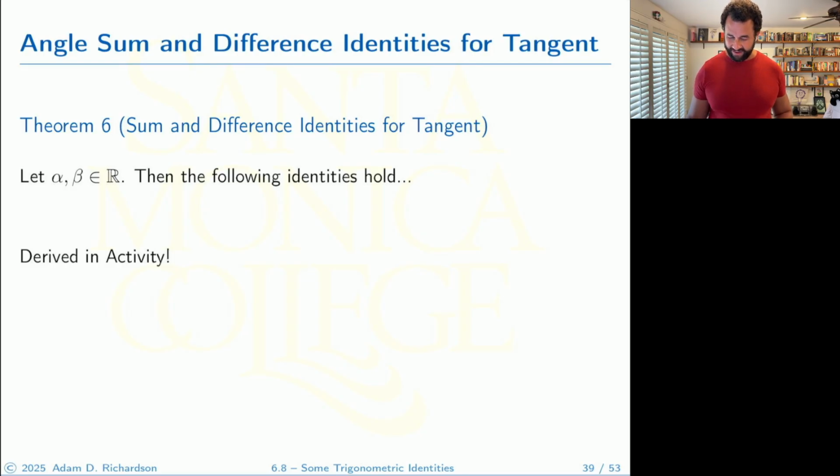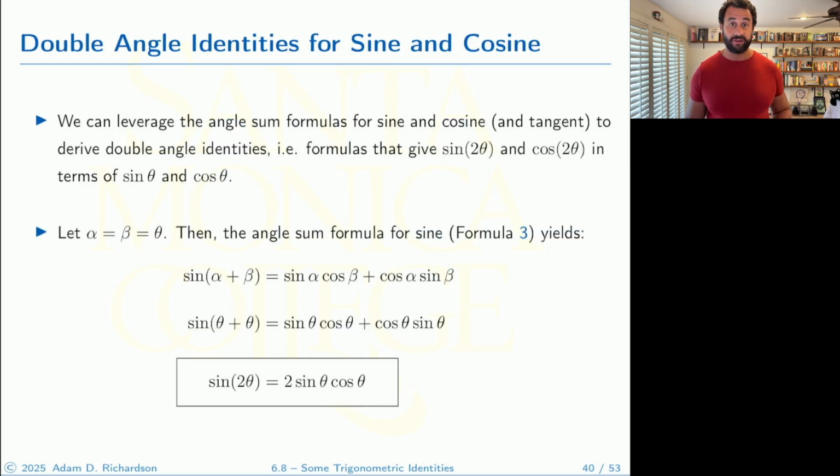Okay, now enough of angle differences and angle sums. Let's talk about double angle identities. So here's the next set of double angle identities, and we're going to use what we already know to derive these. We can leverage the angle sum formulas for sine and cosine and tangent to derive the double angle identities. These are formulas that are going to give us values for sine of 2 theta and cosine of 2 theta in terms of sine of theta and cosine theta, which is really handy. This is actually one of the ones you are going to have to memorize.